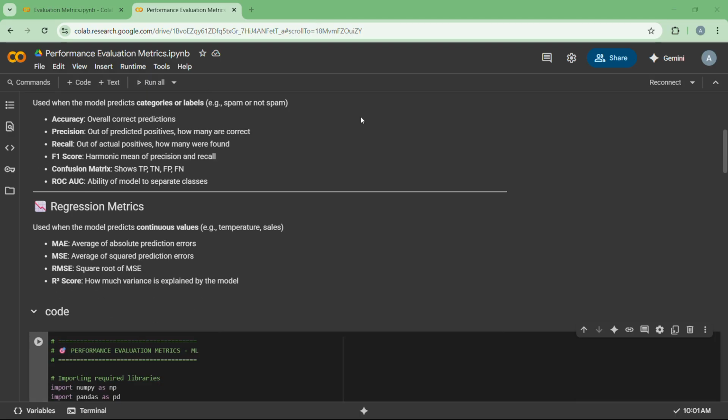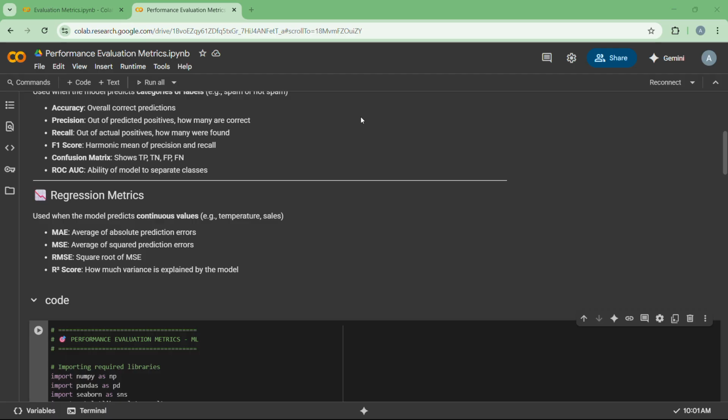And another one is regression metrics, used when predicting continuous values. Example: temperature. MAE means the average of absolute prediction errors. MSE means the average of squared prediction errors. RMSE means the square root of MSE. R square score means how much variance is explained by the model.